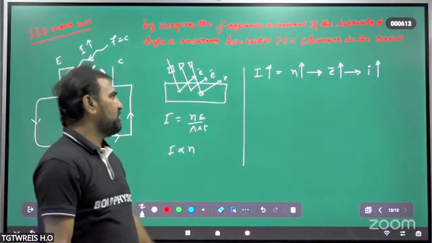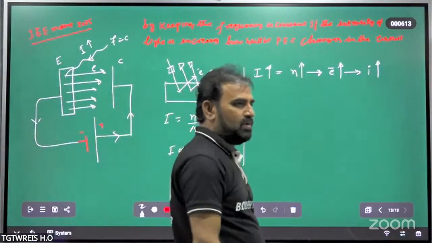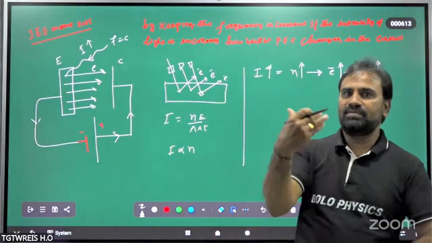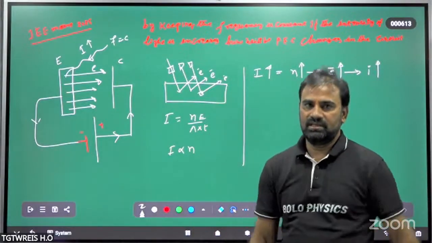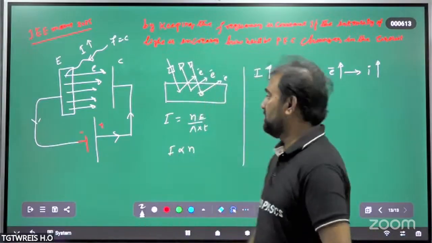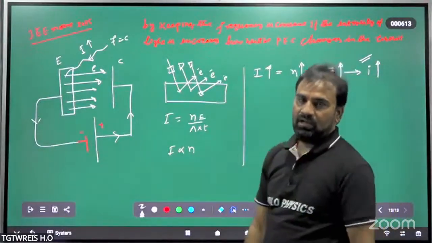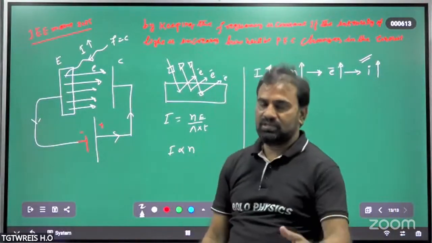This is a very easy problem, asked in 2025: how does the photoelectric current change by keeping the frequency of incident light constant? If the intensity is gradually increased, that means the photoelectric current also increases. This was the answer.